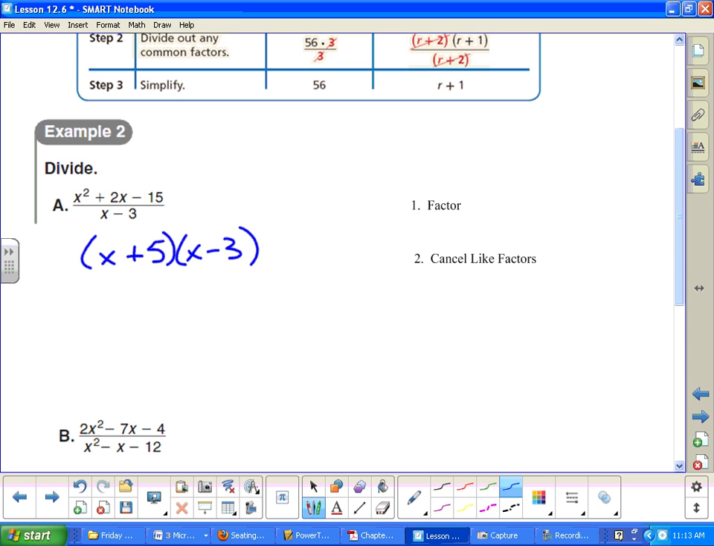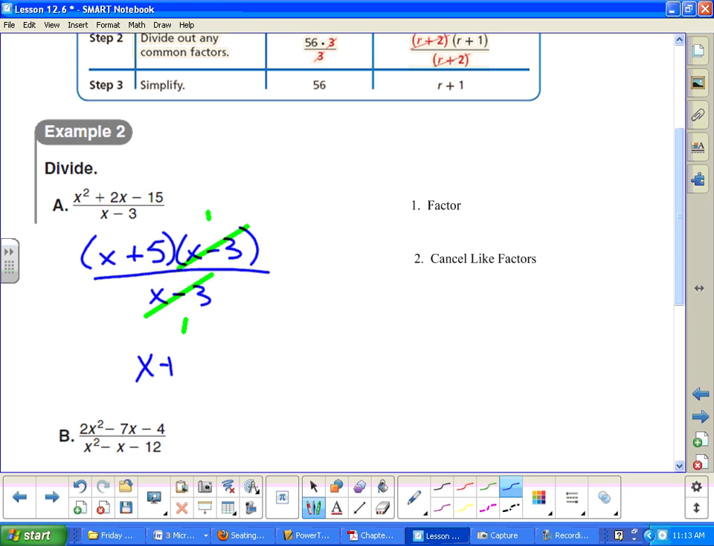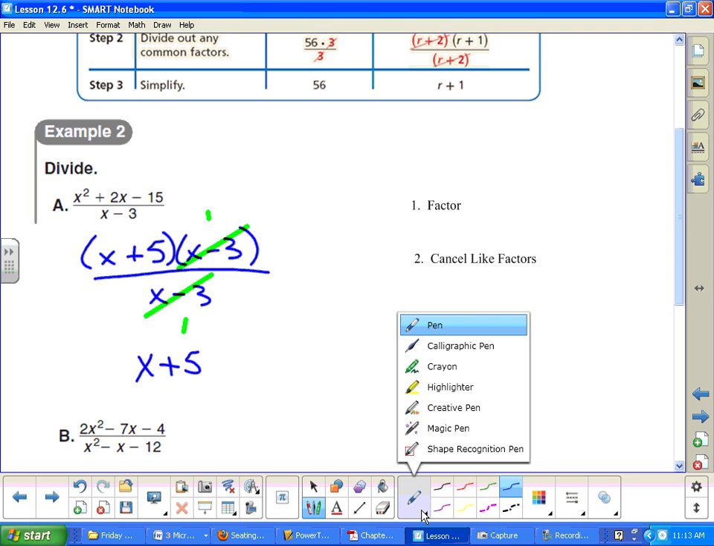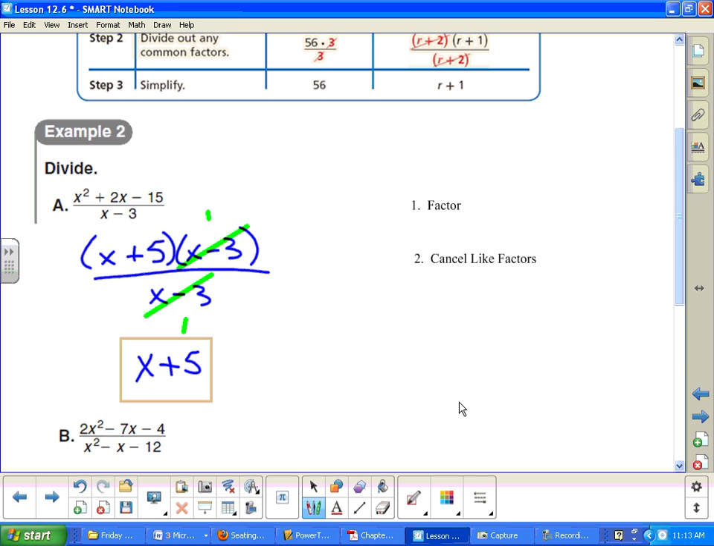So we factor the numerator. Since these have a common factor of x minus 3, I'm left with x plus 5 for my answer. Guess that's as close to brown as I got.